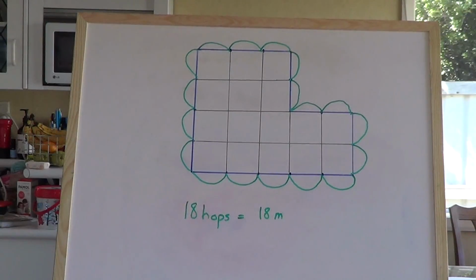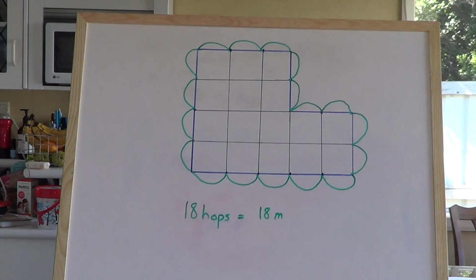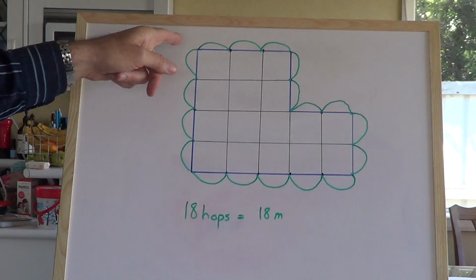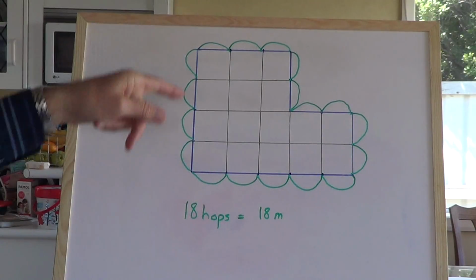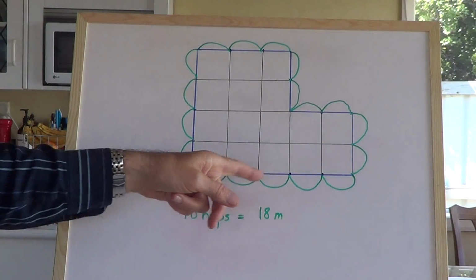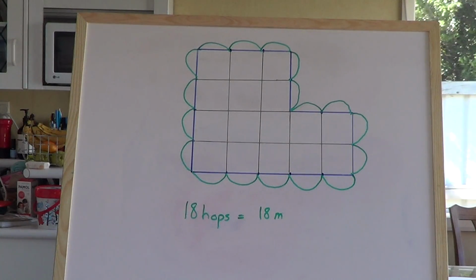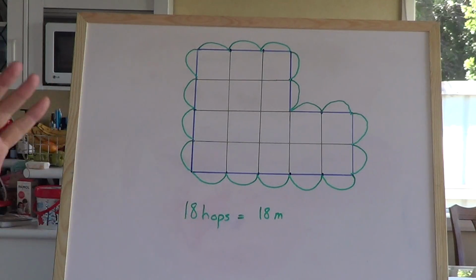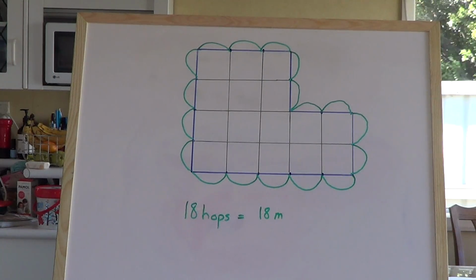Here's the everyday genius question. All you have to do is grid it up, right? So you put it on a grid, and then you put the hops around the outside, and you add up the hops. There are 18 hops, so the distance around this figure is 18 meters. Now, after reviewing all 4 questions, I then go back to the original question.